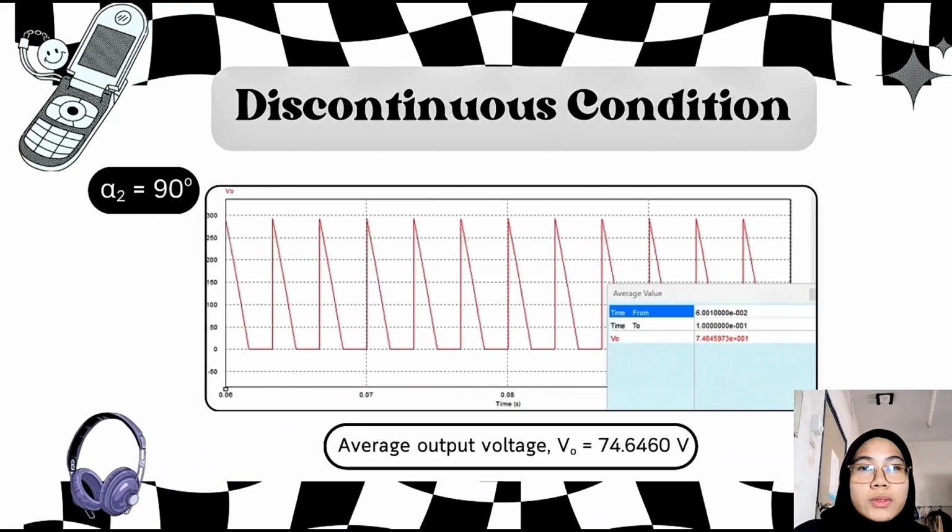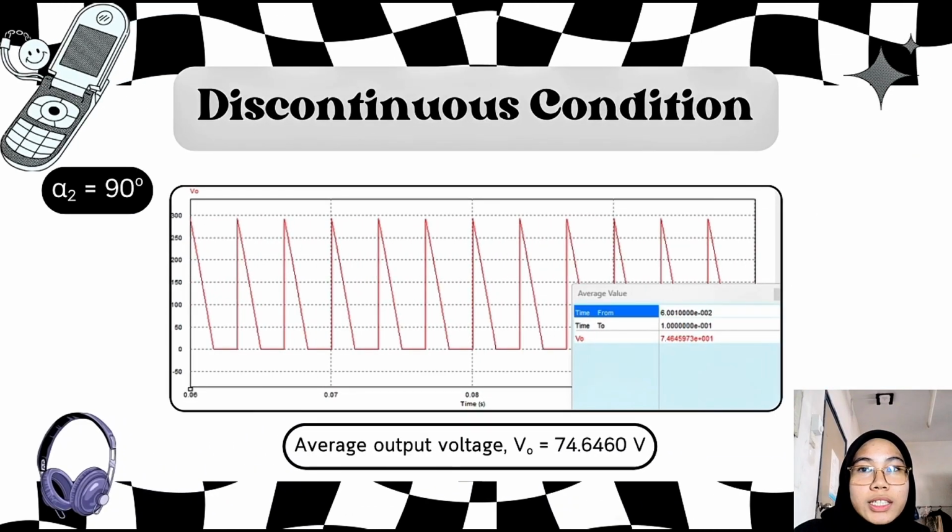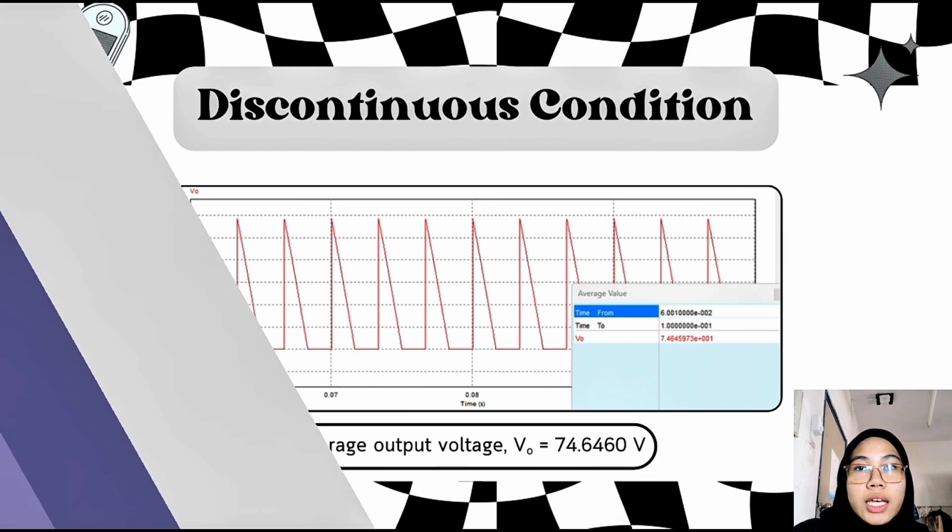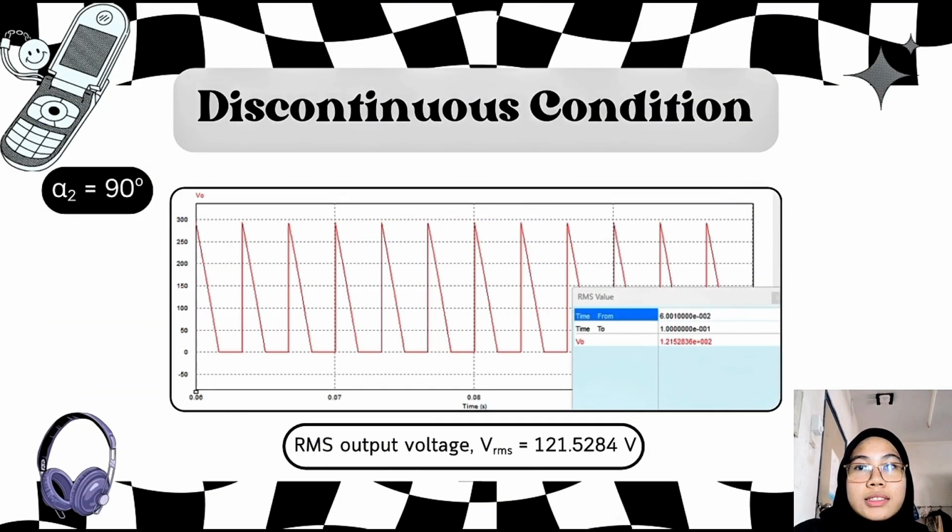The value of average output voltage Vout that we get from the simulation is 74.646 volt, and the RMS output voltage is 121.5284 volt. Next, I will show you the PSIM simulation when the alpha is 90 degree.